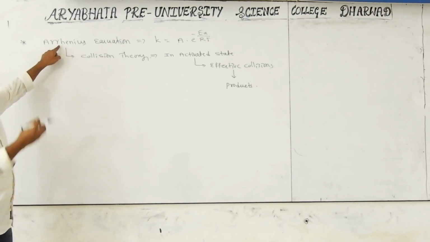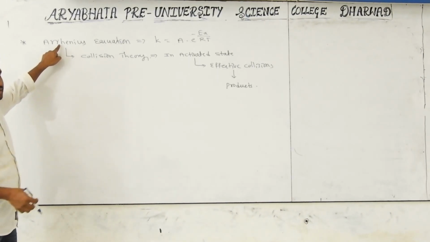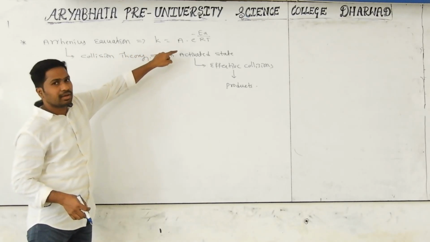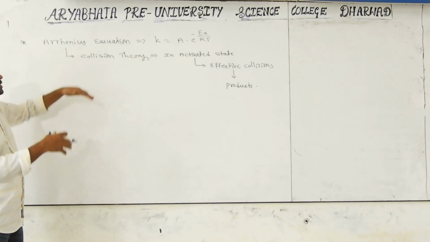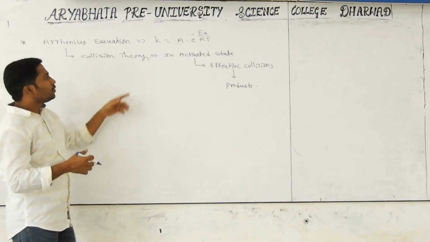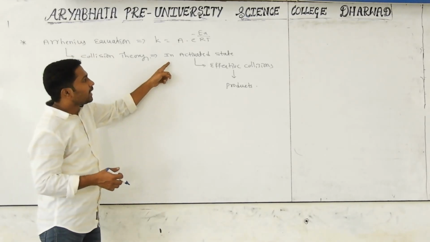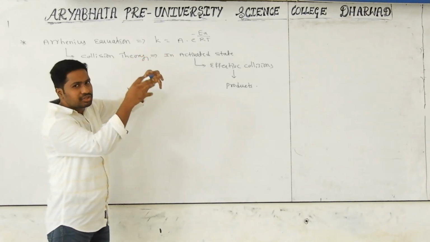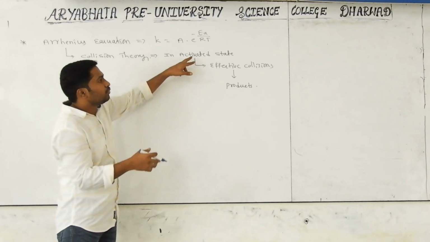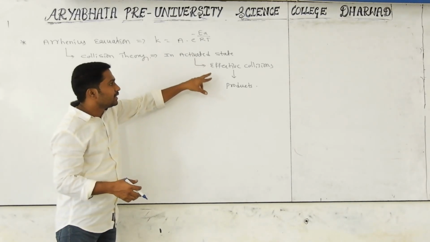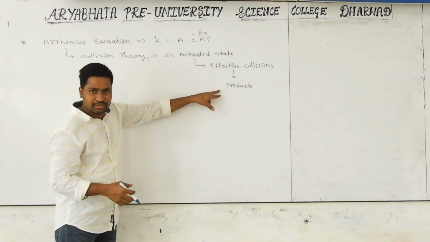Okay, just one small extension from this Arrhenius theory. The Arrhenius equation is k = A e^(-Ea/RT). Till now, what we discussed, the whole concept is called collision theory. According to collision theory, in the activated state, the reacting particles have very much energy. With that much energy, they are involved in collisions. They are called effective collisions. Definitely, then they are converting into products.